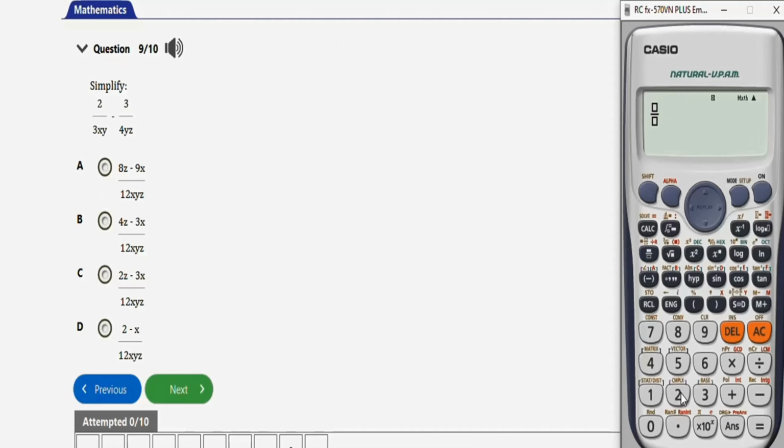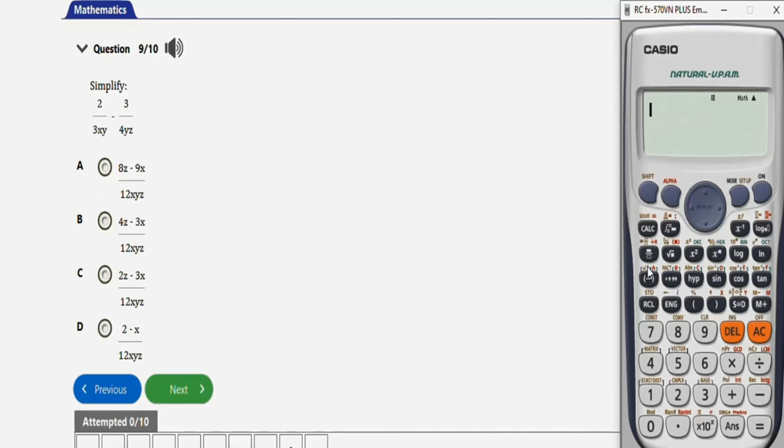We have 2 over 3 x, remember x is stored as 2 and y is stored as 2, then minus in fraction 3 over 4 y z. Our z is our a, alpha, and this bottom. So that's it for this question. Let's press equal to see the output. Minus 1 over 48. So right now let's simplify. Any option that gives us minus 1 over 48 will be the answer to this question.